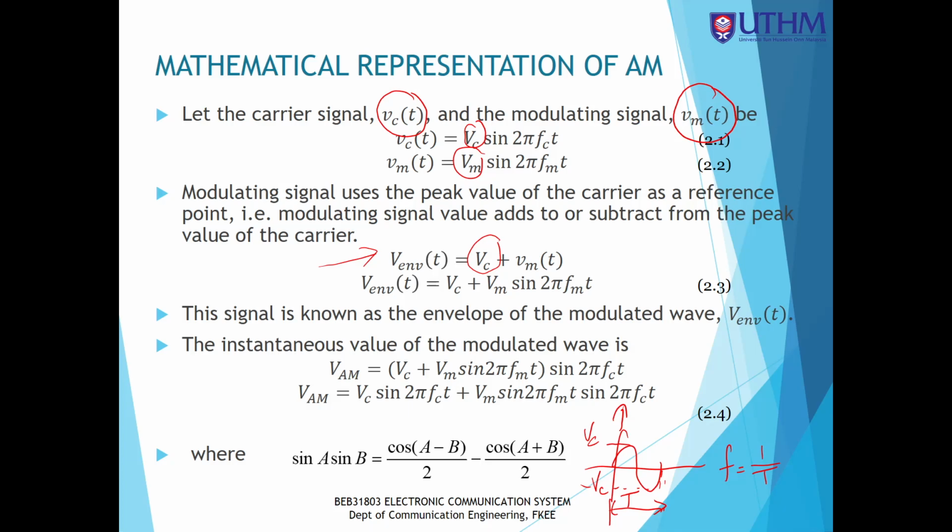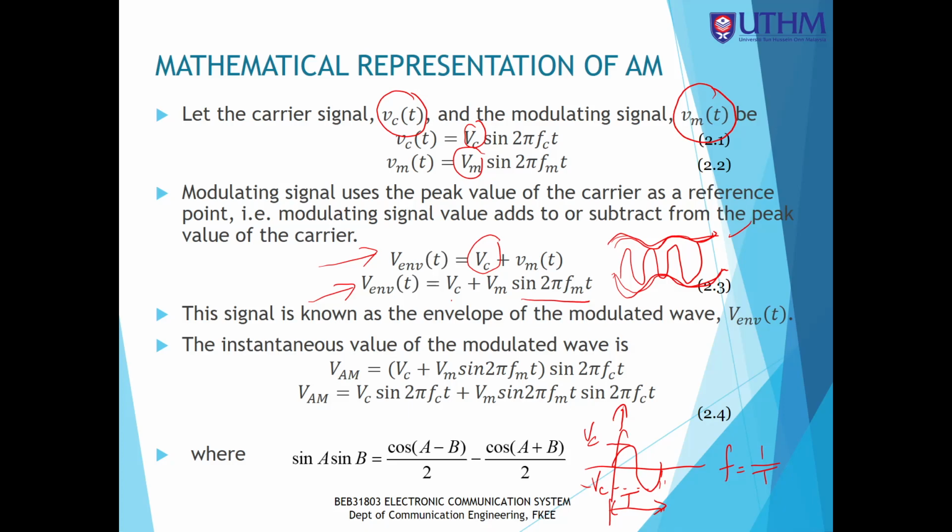So this envelope, if we rewrite again, it becomes VC plus VM sine 2 pi FMT. I will explain to you later about the envelope, because in AM we have two envelopes, the upper envelope and the lower envelope. Kita ada dua bahagian envelope. So the envelope is the upper side. This is the shape of this output signal. Dia berbentuk seperti envelope.